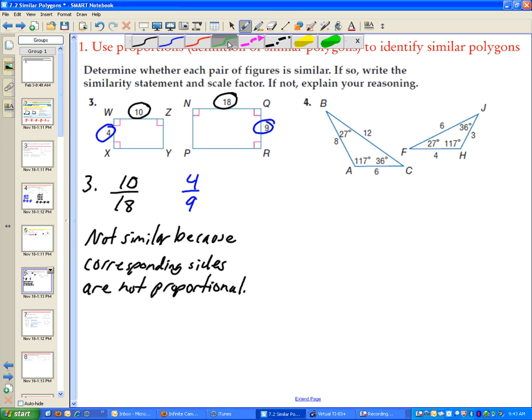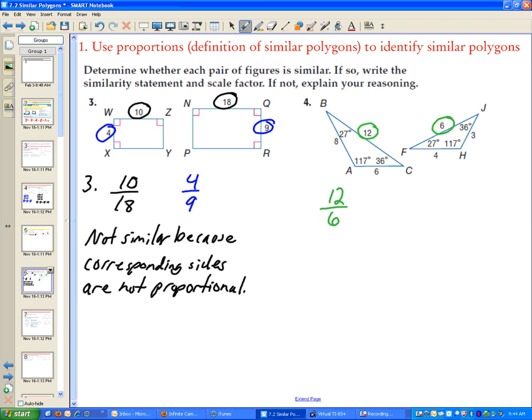All right, we can either go in an order, either do the smallest sides first and go up, or do the largest sides first and go down. I don't care which, but just pick one and stay with it. So do you want to do smallest first or largest first? Largest, okay. So the largest side here is 12. So it has to correspond to the 6 because that's the largest side over there. What's that reduced to? 2.